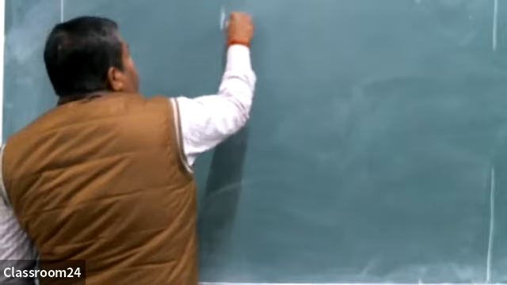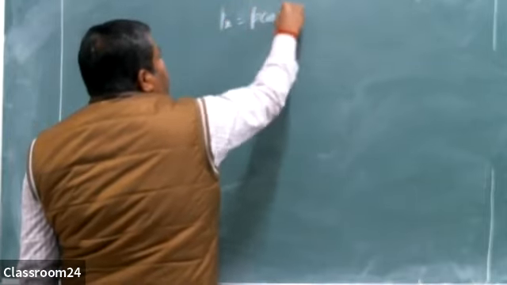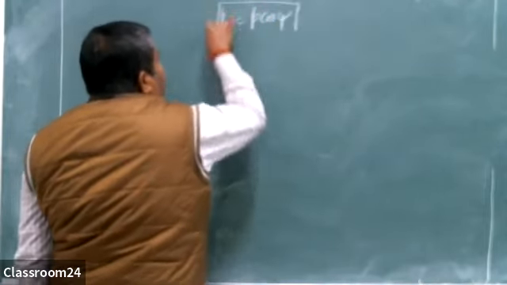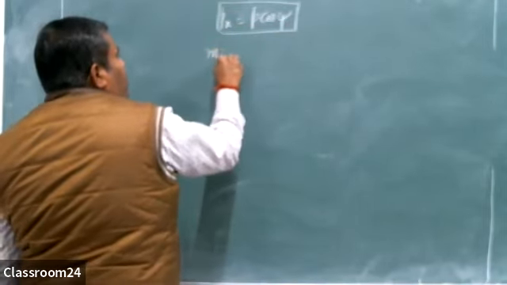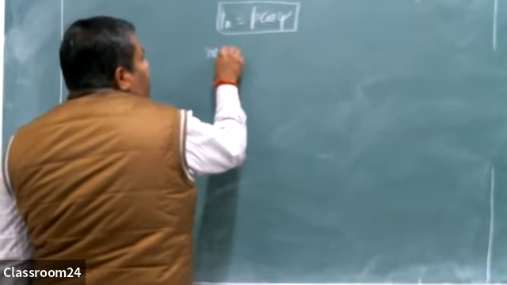Now, we have proved Pn equal to P cos psi. Pn can be written as module multiplied by number of teeth.